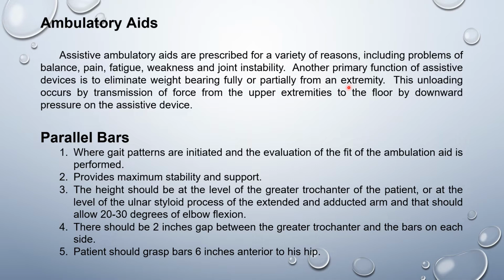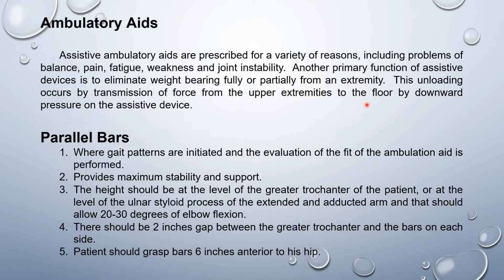Another primary function of assistive devices is to eliminate weight bearing fully or partially from an extremity. This unloading occurs when force is transmitted from the upper extremity to the floor by downward pressure on the assistive device. Okay, so remember that.